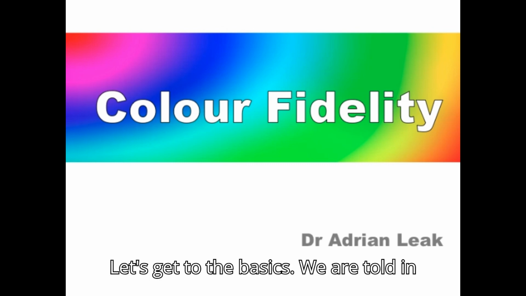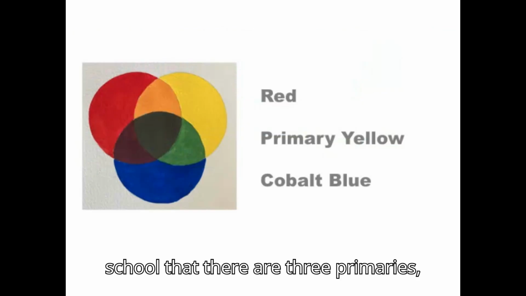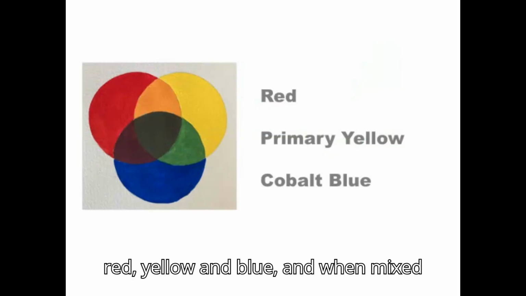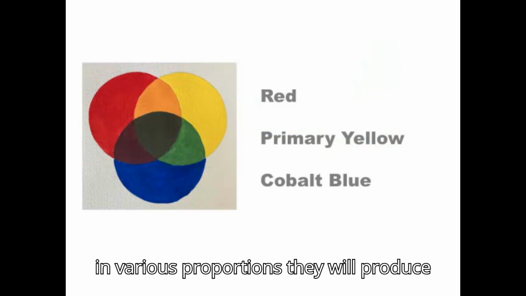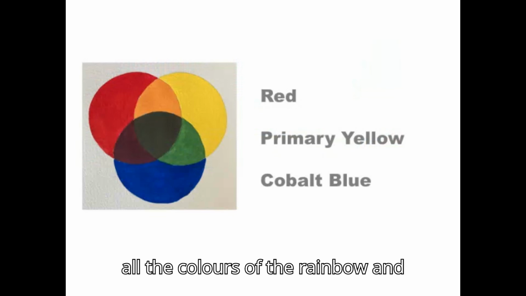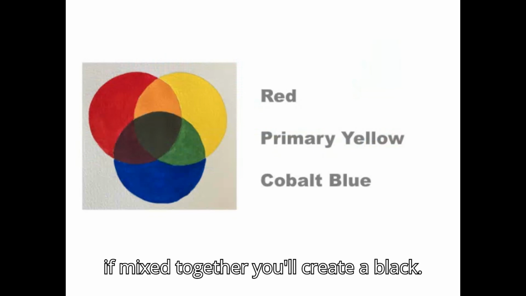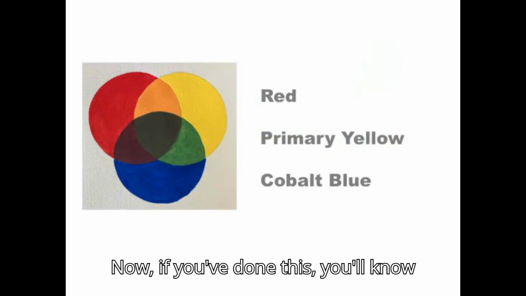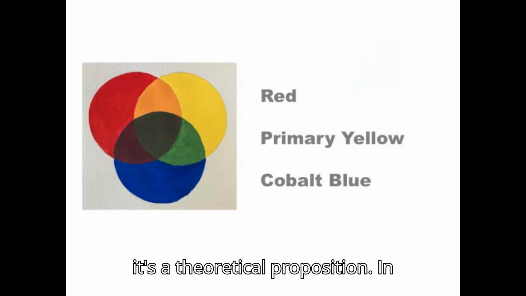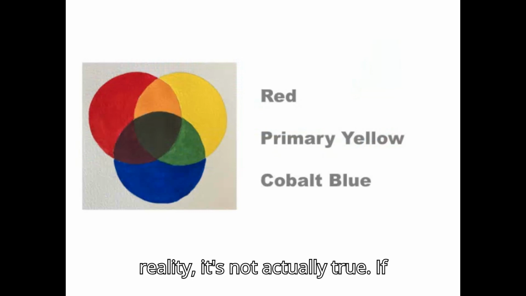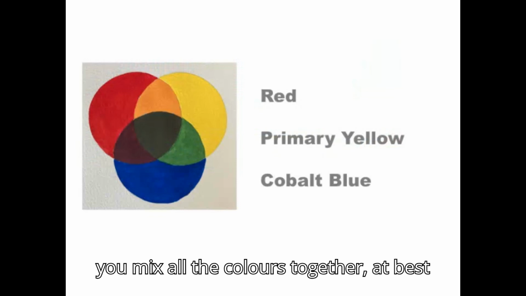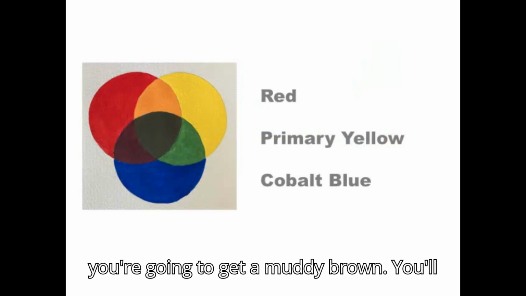Let's get to the basics. We're told in school that there are three primaries, red, yellow and blue, and when mixed in various proportions they will produce all the colours of the rainbow, and if mixed together you'll create a black. Now if you've done this, you'll know it's a theoretical proposition. In reality it's not actually true. If you mix all the colours together, at best you're going to get a muddy brown.